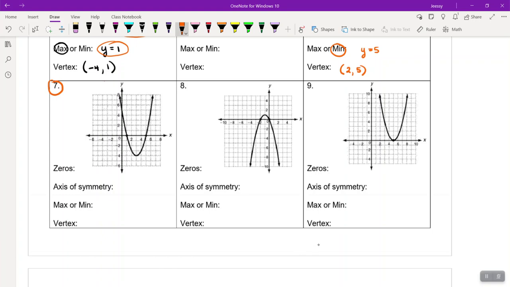All right, so what we're going to do is move on to IXL. And I would like for CC1 to be completed. You also have CC3 and CC domain and range.